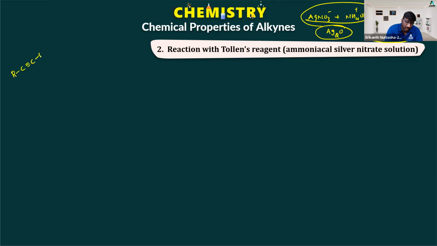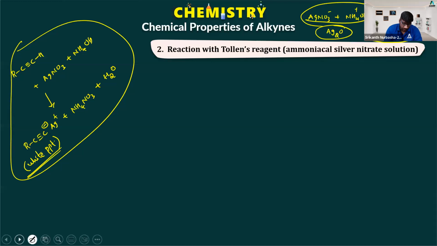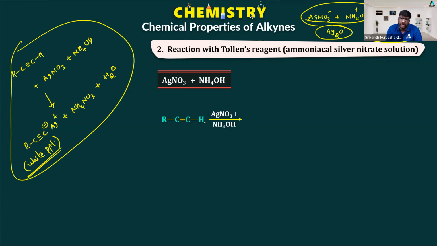Reaction goes like this: RC triple bond CH plus AgNO3 plus NH4OH. The OH minus will pick up the proton, giving RC triple bond C minus Ag plus, and NH4 plus NO3 minus, NH4NO3, ammonium nitrate. OH minus picks up the proton to form water. And this particular salt is a white precipitate, white PPT. Okay, AgNO3 plus NH4OH will react with terminal alkyne to form white precipitate. So that is also the reaction of terminal alkyne with the Tollens reagent or ammonical silver nitrate solution.